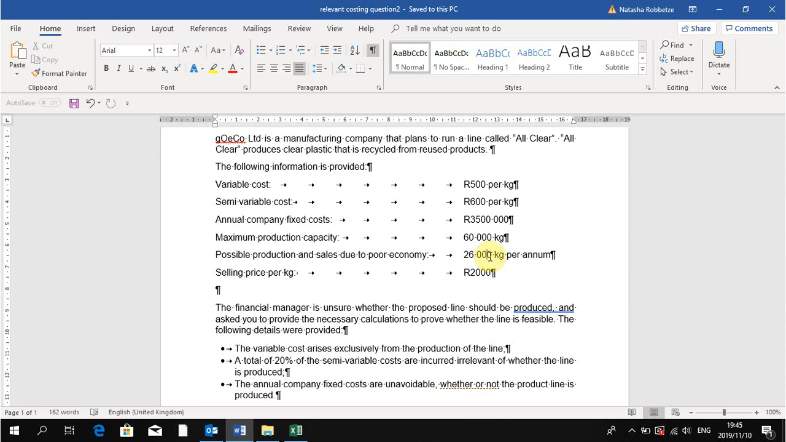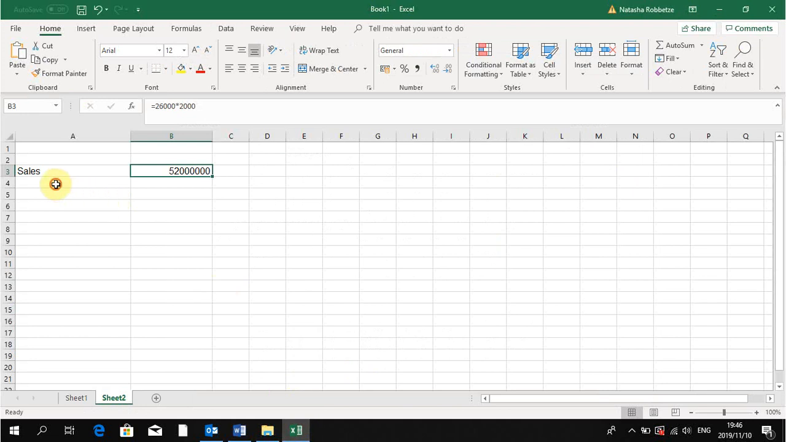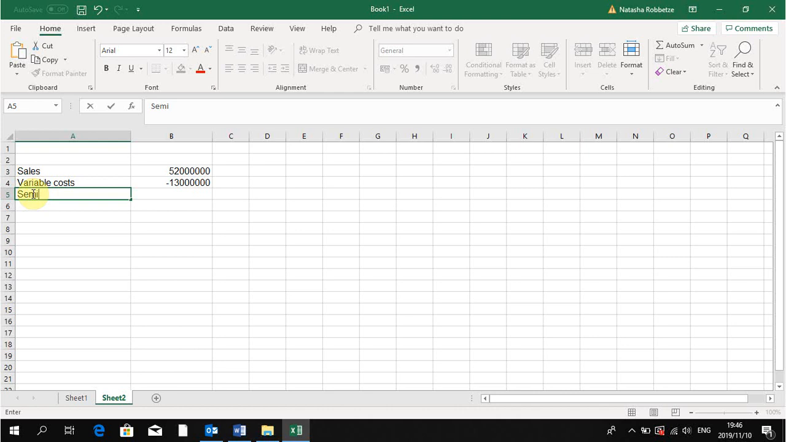Right, then we're going to go to the variable costs. The variable costs were relevant because they arise because we produce this product line, and it's 500 Rand per kilogram. So for the variable costs, I need to take the 26,000 and I need to times it by 500, and I just want to indicate that this should be negative because this is a cost. So that gives you 13 million.